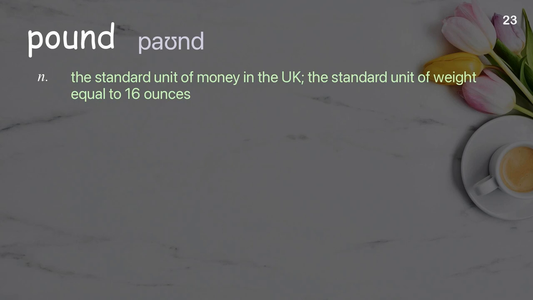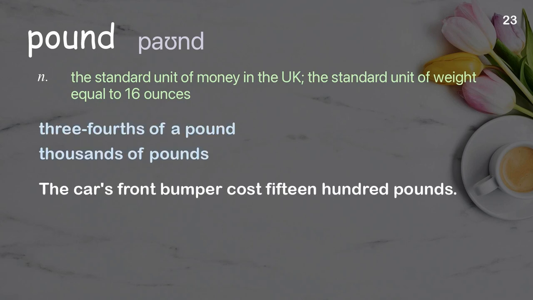Pound: the standard unit of money in the UK, the standard unit of weight equal to 16 ounces. Examples: 3/4 of a pound, thousands of pounds. The car's front bumper cost £1,500.